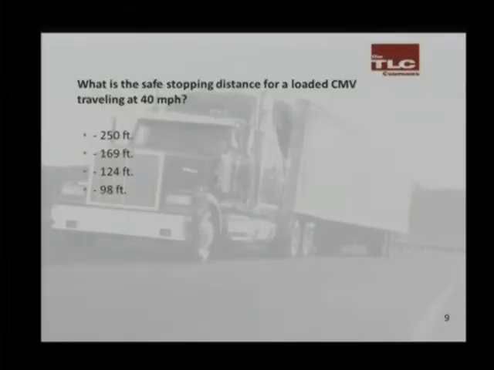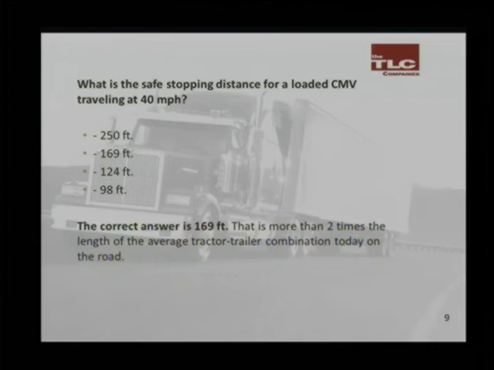What is the safe stopping distance for a loaded commercial motor vehicle traveling at 40 miles an hour? Is it 250 feet, 169 feet, 124 feet, or 98 feet? The correct answer is 169 feet. That is more than 2 times the average length of a tractor trailer today. How'd you do? Let's take a look at one more scenario, but this time traveling at a greater speed.